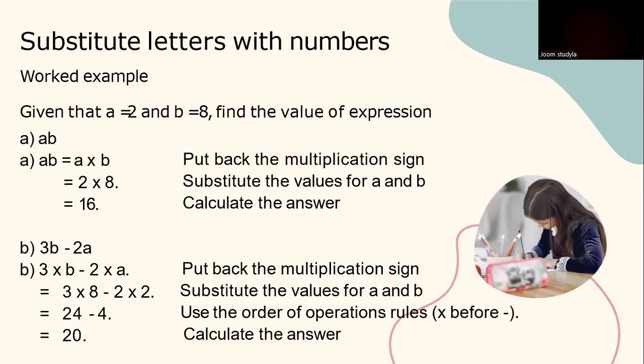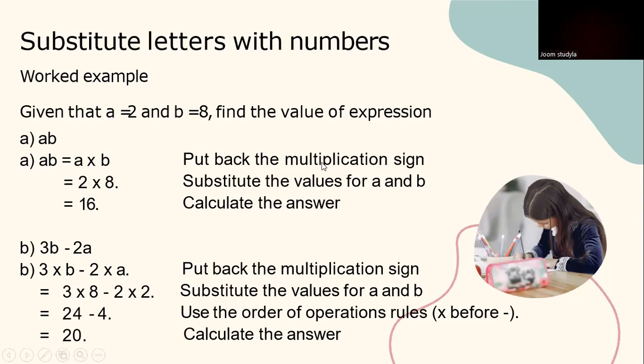This is the next example, how you substitute letters with numbers. Example given, A is equivalent to 2 and B is equal to 8. Find the value of the expression. The question given is AB. What does it mean by AB? AB means that A multiplied by B.